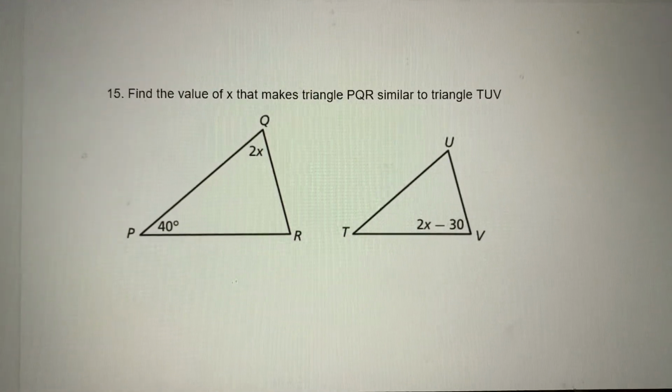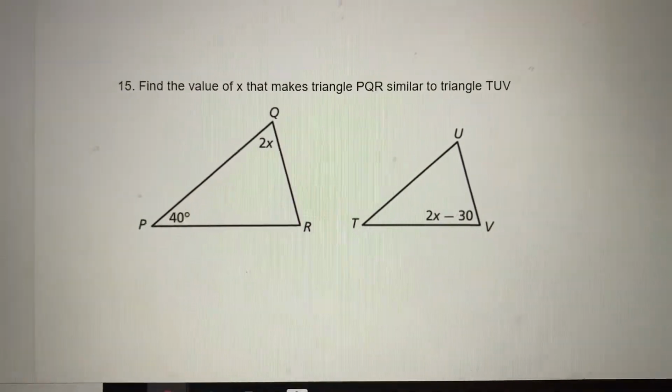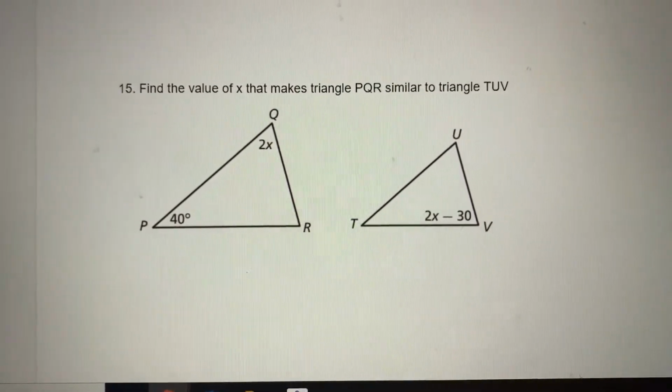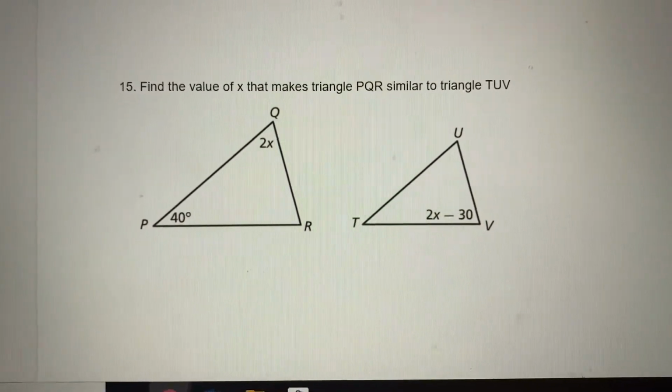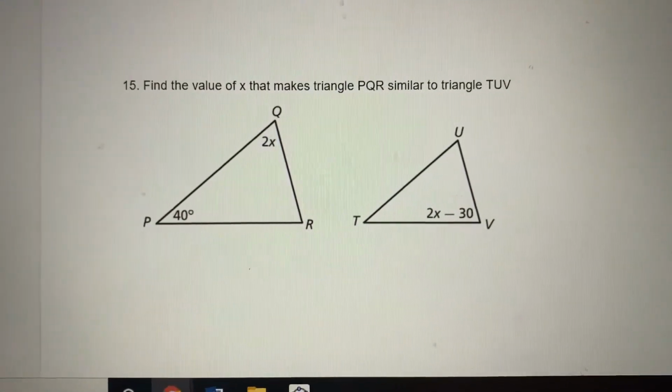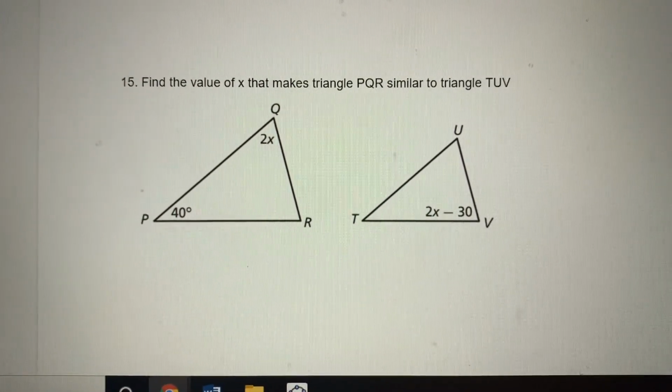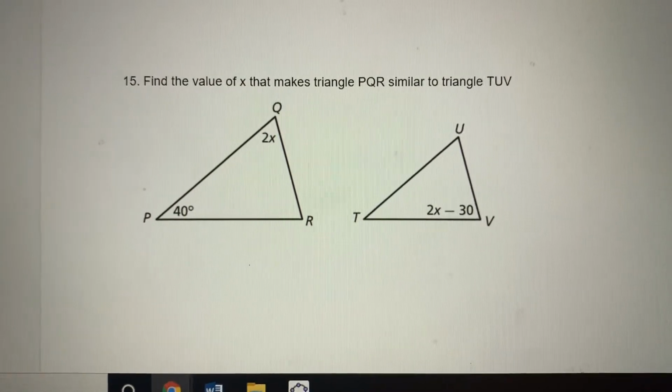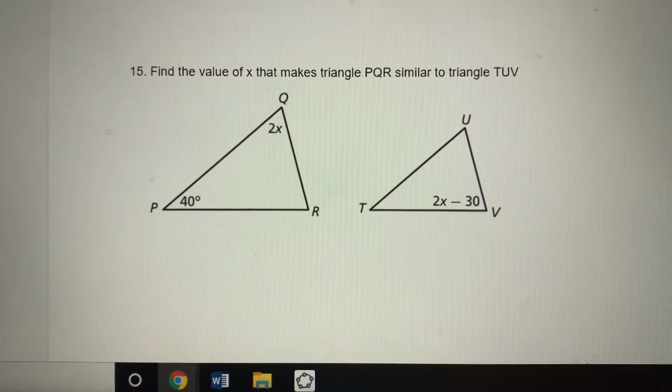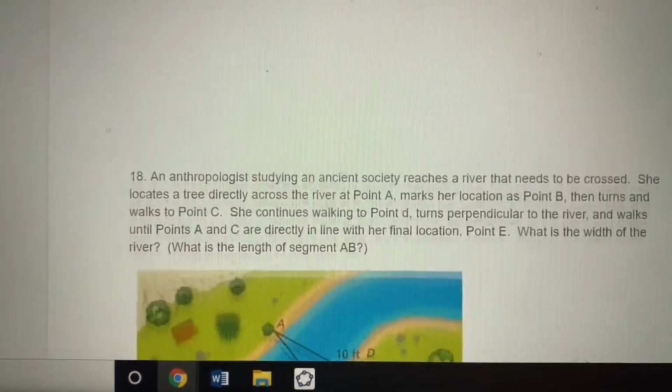Find the value of x that makes a triangle PQR similar to triangle TUV. Do you think you could possibly tell me some information about all of the angles and similar figures? Would they be congruent or not? Maybe you could set up an equation thinking about all the angles in a triangle.